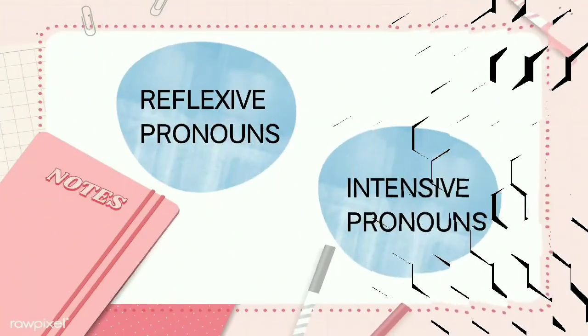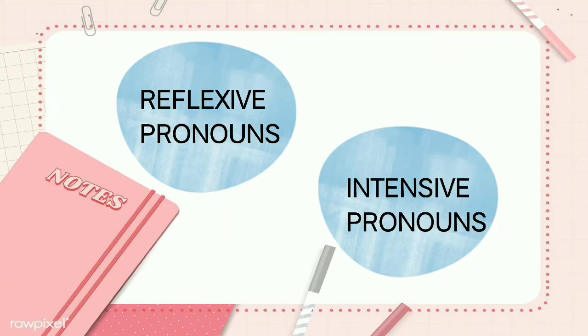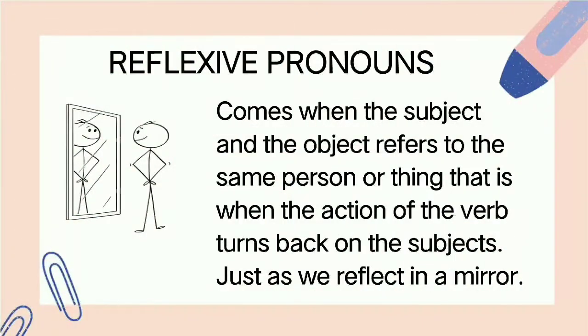As you know, there are several types of pronouns. Among them are reflexive pronouns and intensive pronouns. Now, let's learn about reflexive pronouns. A reflexive pronoun comes when the subject and the object refer to the same person or thing. That is when the action of the verb turns back on the subject, just as we reflect in a mirror.